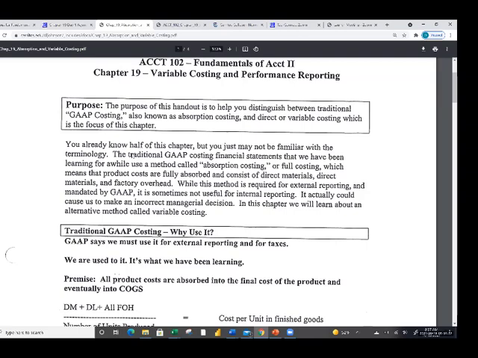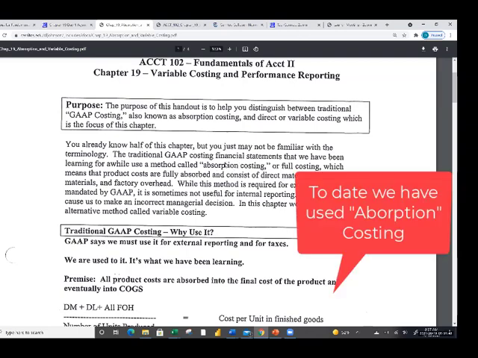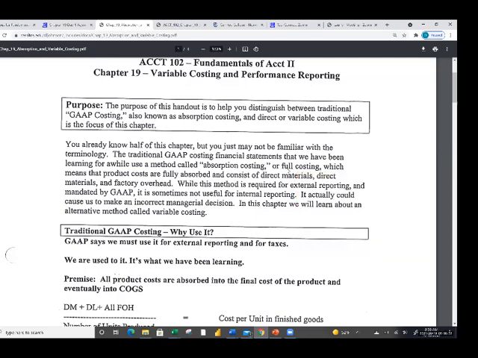I started this handout off with, you already know half of this chapter. You already know how to cost our inventory using traditional GAAP costing methods. You may not have heard the term, but what we've been doing all along is using absorption costing or full costing, which means that all of those product costs, direct materials, direct labor, and factory overhead, are all running through the T accounts, through the normal process of GAAP, job order versus process costing.